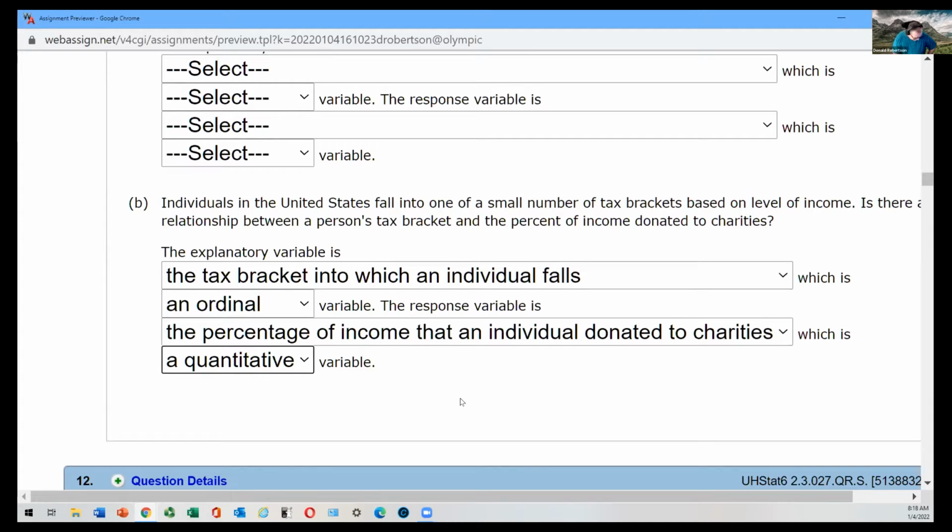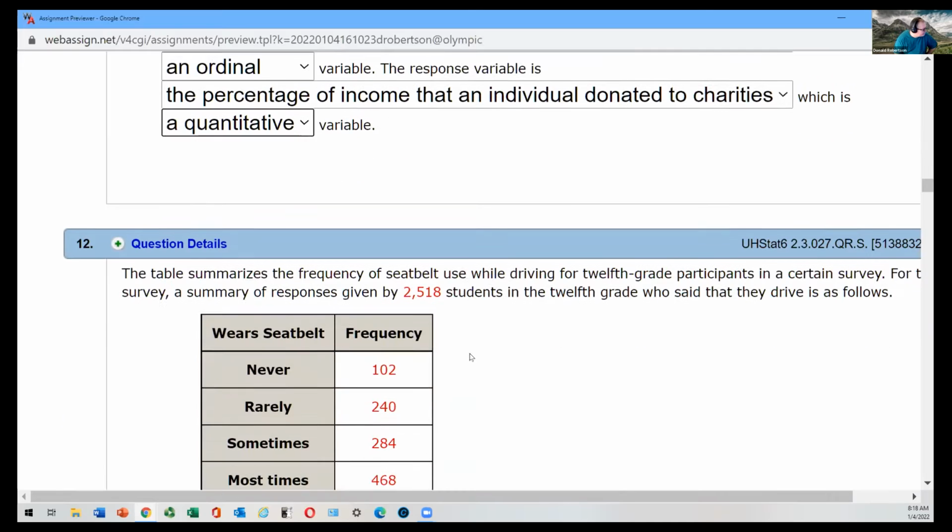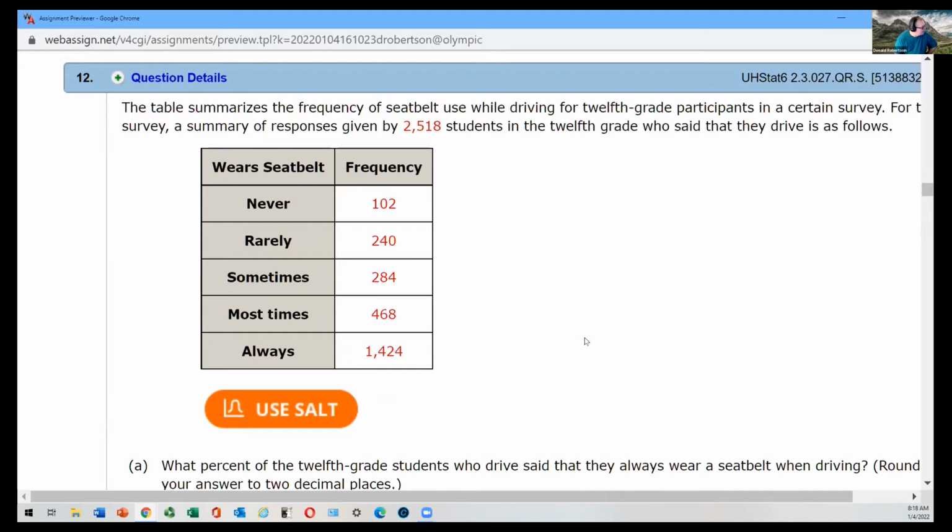Are we beginning to get a better feel for this explanatory and response? The explanatory variable is the thing that you're measuring that has an effect, right? It explains why the other thing is what it is. And now we're going to return and look at something else.